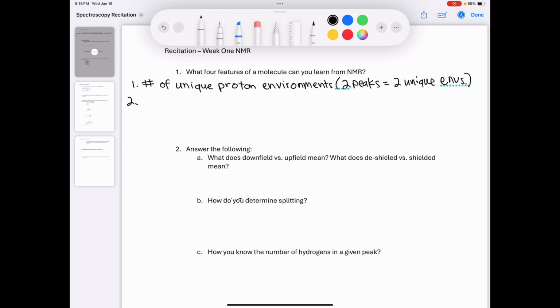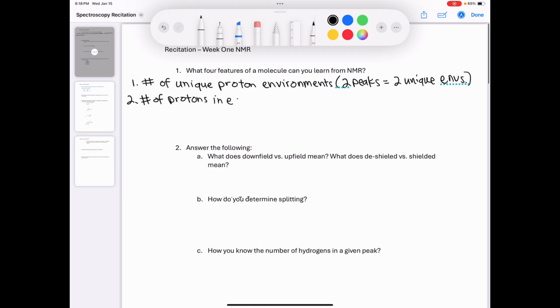The second thing is the number of protons within each environment, and that is found by taking the integral and finding the area under the curve for each of the peaks. And then the area is going to correspond with the number of protons that are contained within that proton environment.